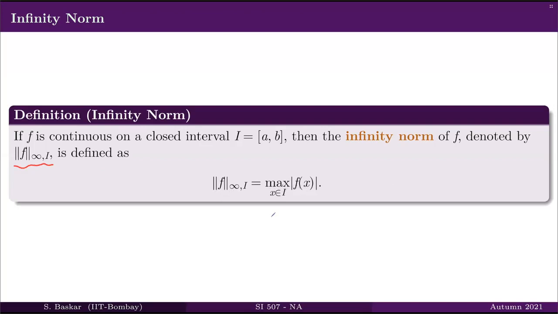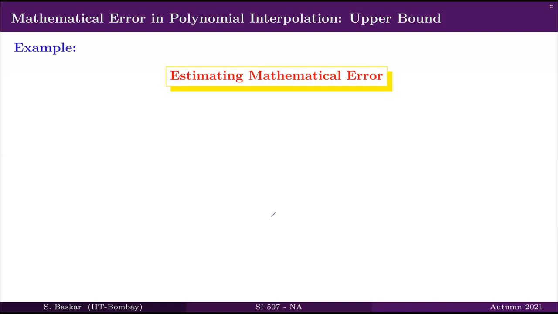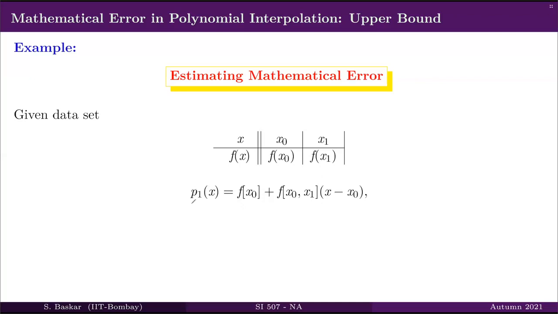Let us see an example of how to estimate the mathematical error involved in a polynomial interpolation. For the sake of simplicity, let us stick with the data set consisting of only two distinct nodes, x0 and x1, and we are also given the corresponding function values at these nodes. Then we know that the linear polynomial p1 of x is given by f of x0, that is the 0th order divided difference, plus f of x0 x1, the first order divided difference, times x minus x0. Here I am writing this polynomial interpolation in the Newton's form.